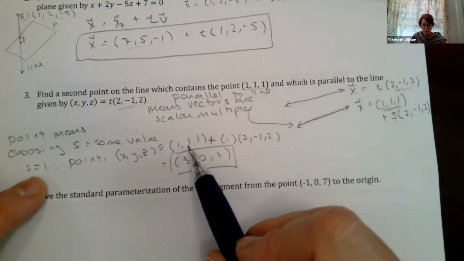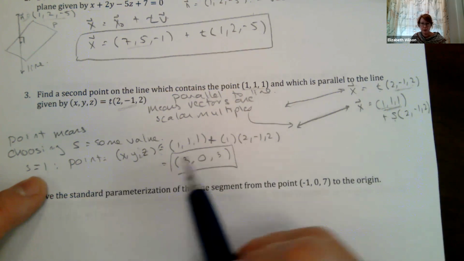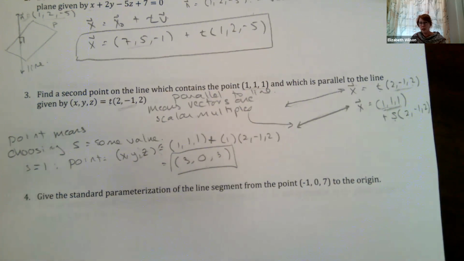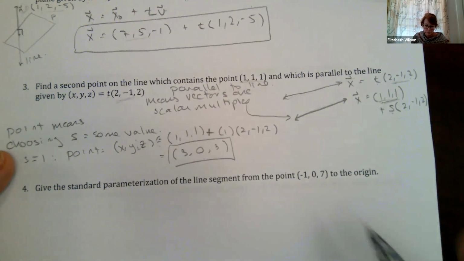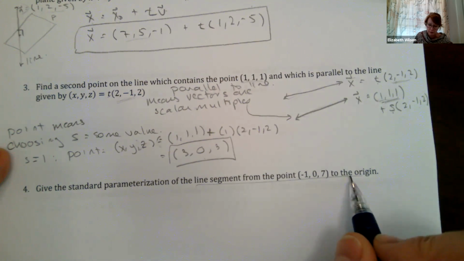So I'm going to go (1, 1, 1) plus 1 times my vector (2, -1, 2). That's just my format for my line equation. So I'm going to combine parts. If you had chosen a different value for s, you'd get a different point, but it would be equally correct. A lot of these are review, but that kind of helps us to think about what's going on. So we need a line segment from the point here to the origin.